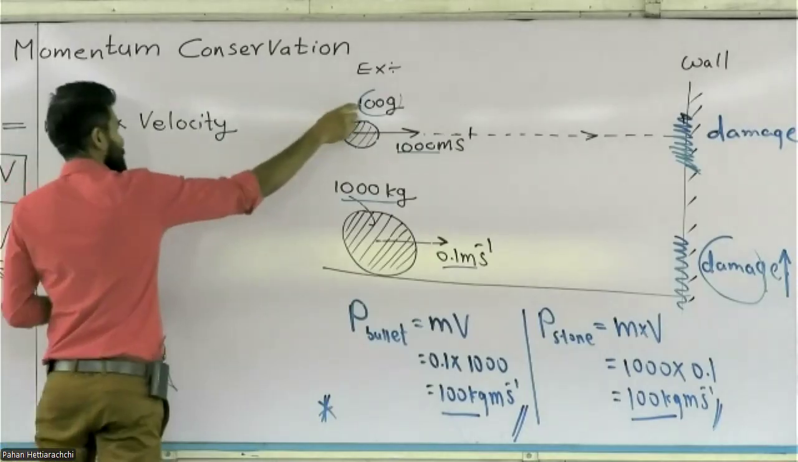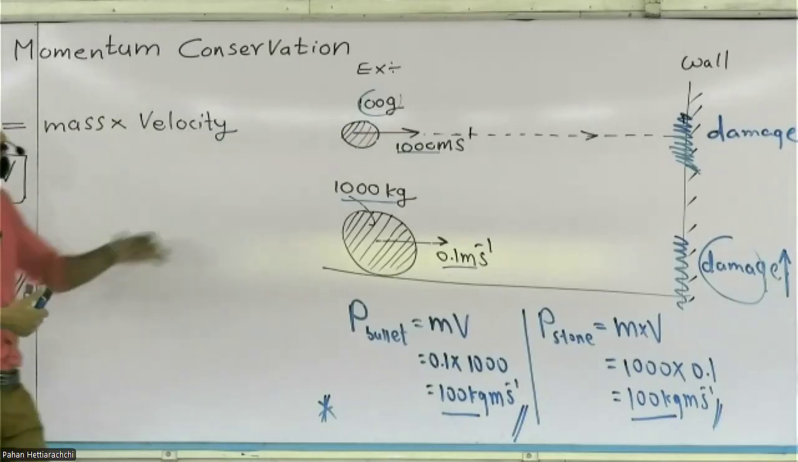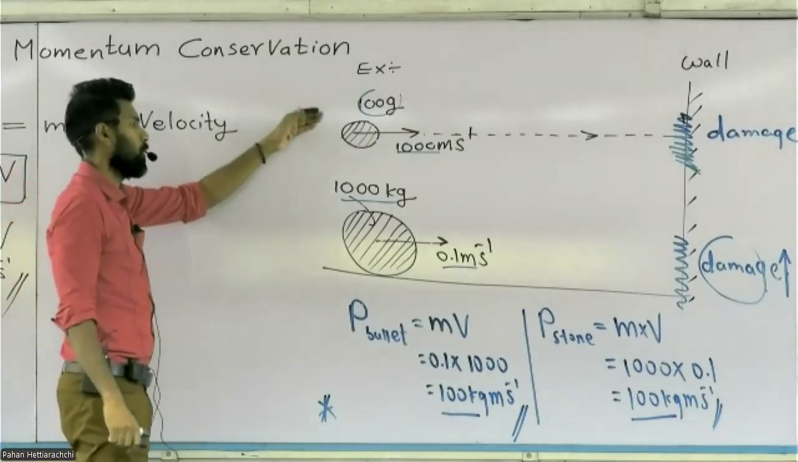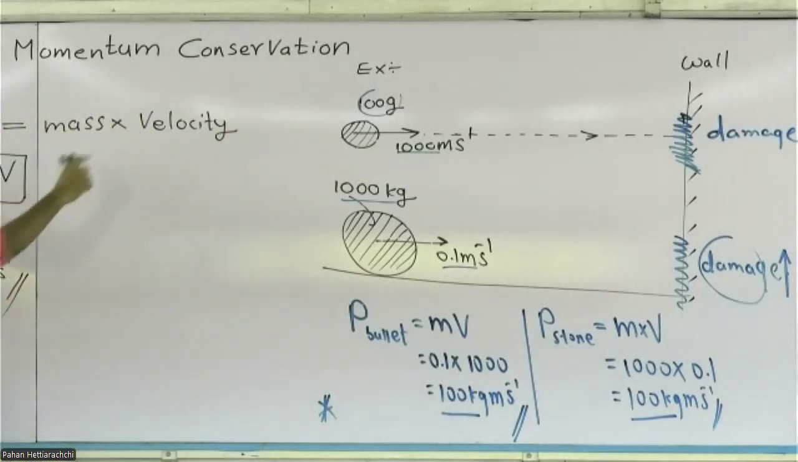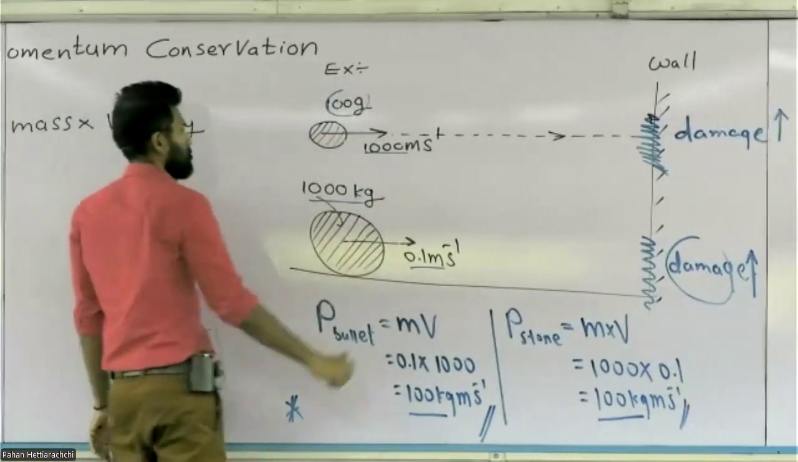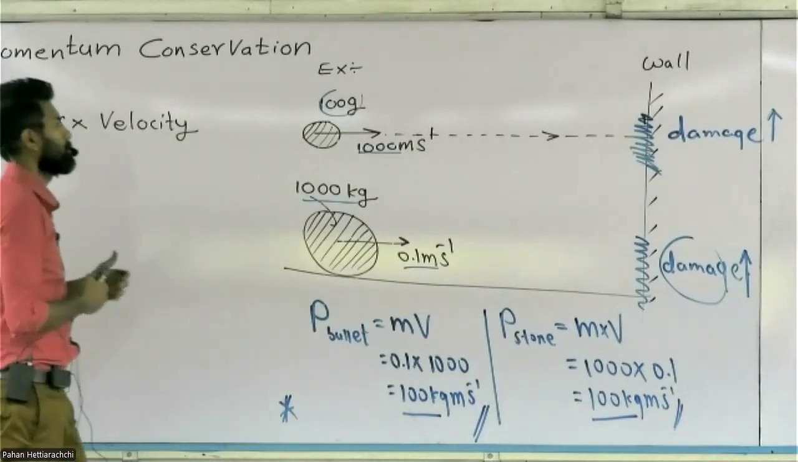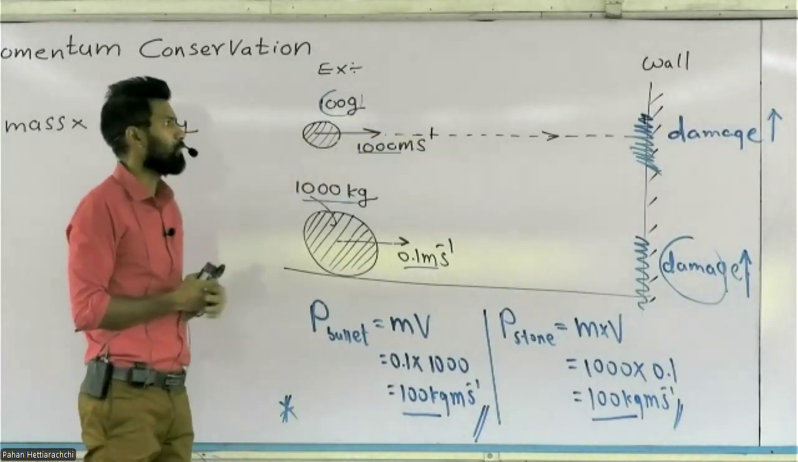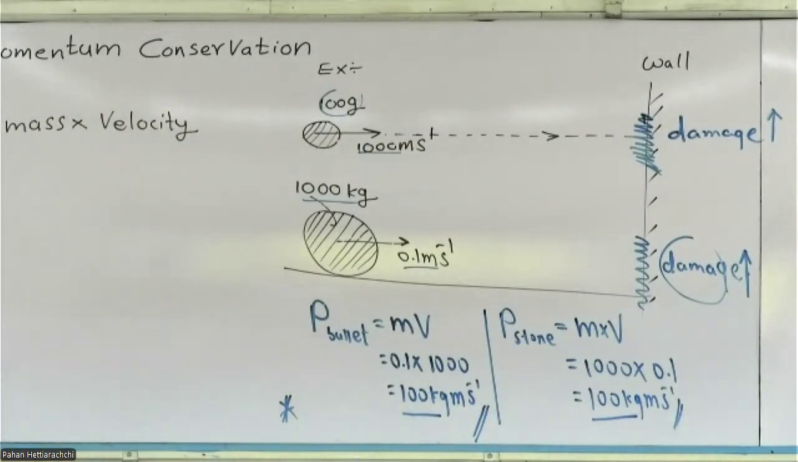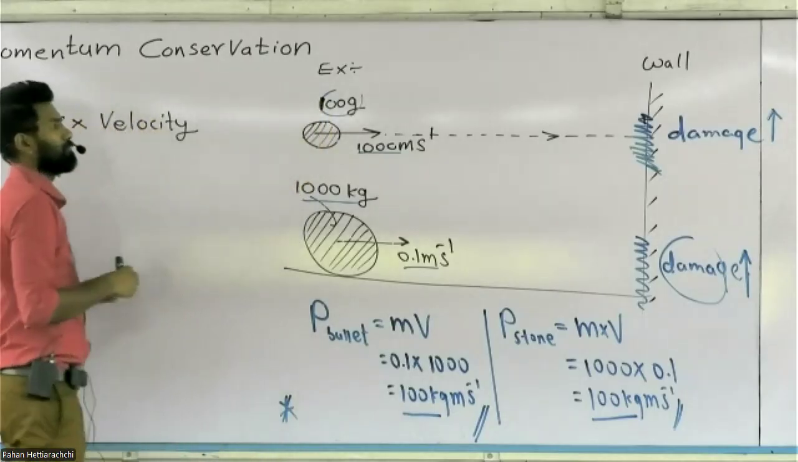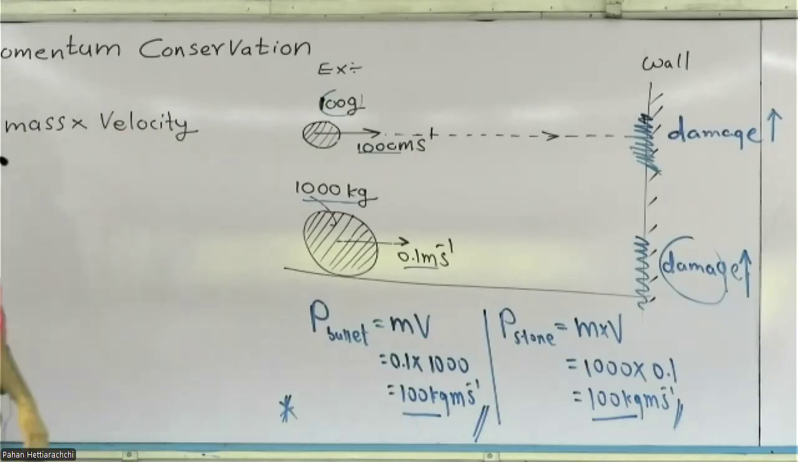Even though the bullet has a lower mass, still the damage is high when it collides with the wall, as the velocity is a higher value.